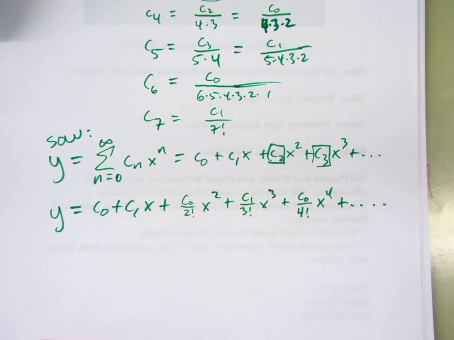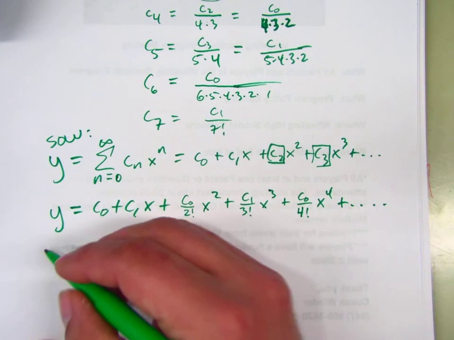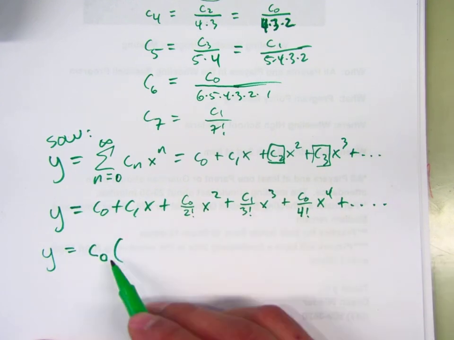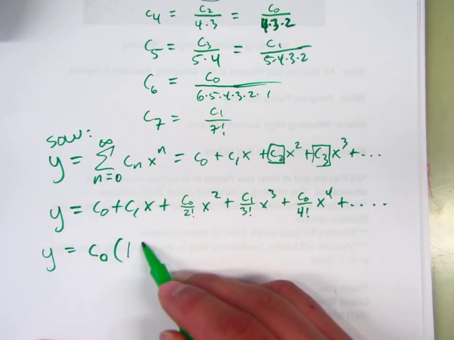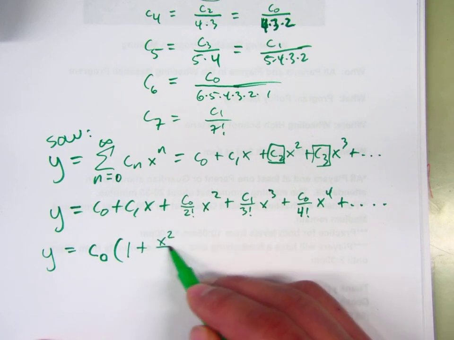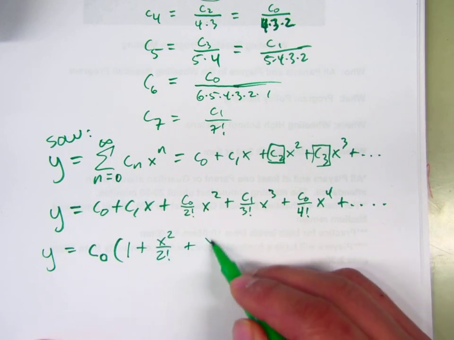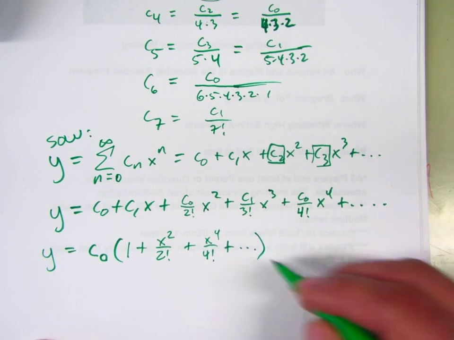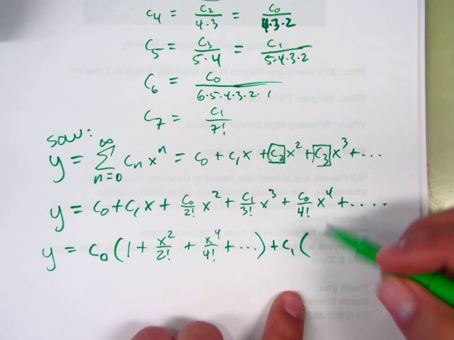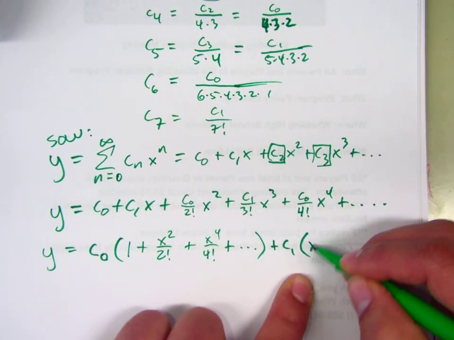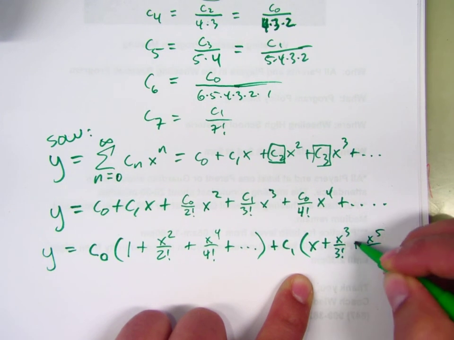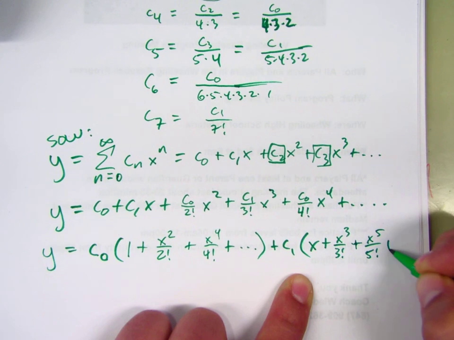When the pattern is clear like this, you can just do that dot, dot, dot, right? And now what we're going to do is group our C0 terms together and our C1 terms together. So if I factor out C0, what we get is 1 plus x squared over 2 factorial plus x to the 4 over 4 factorial, and so on, plus C1, and now here we'd have all the other terms, so that'd be x plus x cubed over 3 factorial plus x to the 5 over 5 factorial, and so on.